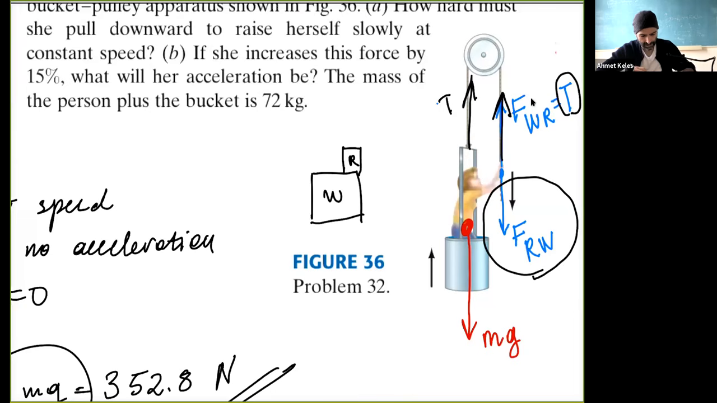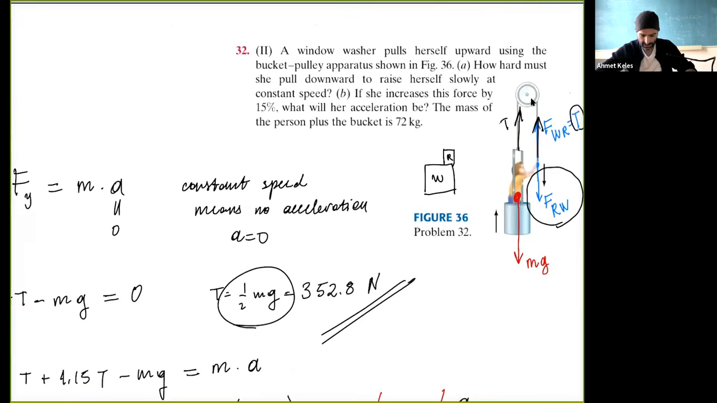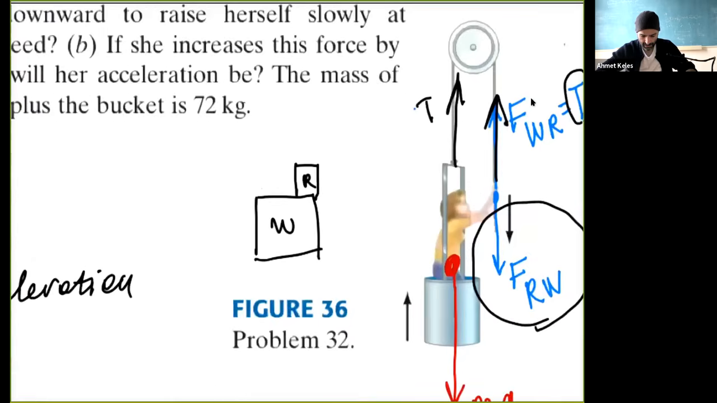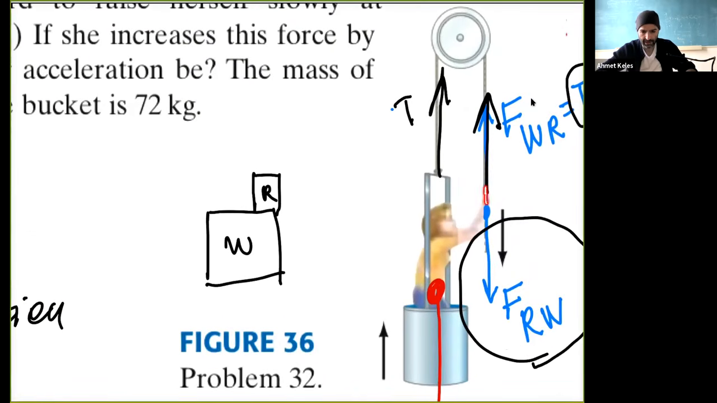And finally, I think there's no confusion about mg, so I just write it down and sum it up. There is T plus T minus mg. Of course, we have to take the same T into account because one is acting on the hand, the other is acting on the bucket. These are different forces.